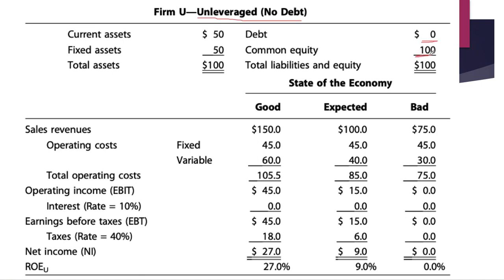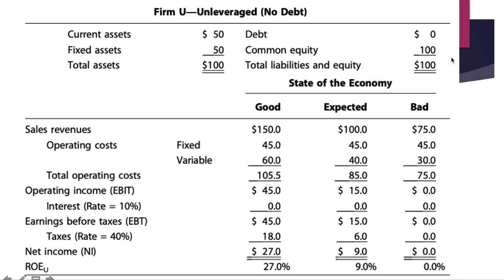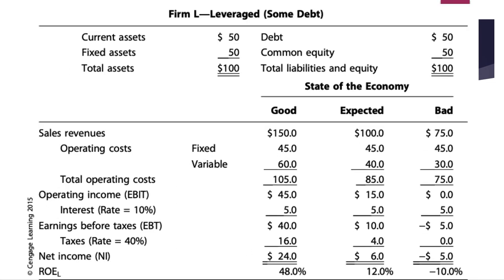The common equity part is 100, let's say. So total liabilities and equity, summing 0 plus 100, we get the total as 100. Now let's look at this problem: whether the company has some debt and common equity, let's say 50-50, versus 0-100. What would be the difference between these two cases, whether the company is fully financed by common equity versus half debt and half common equity?